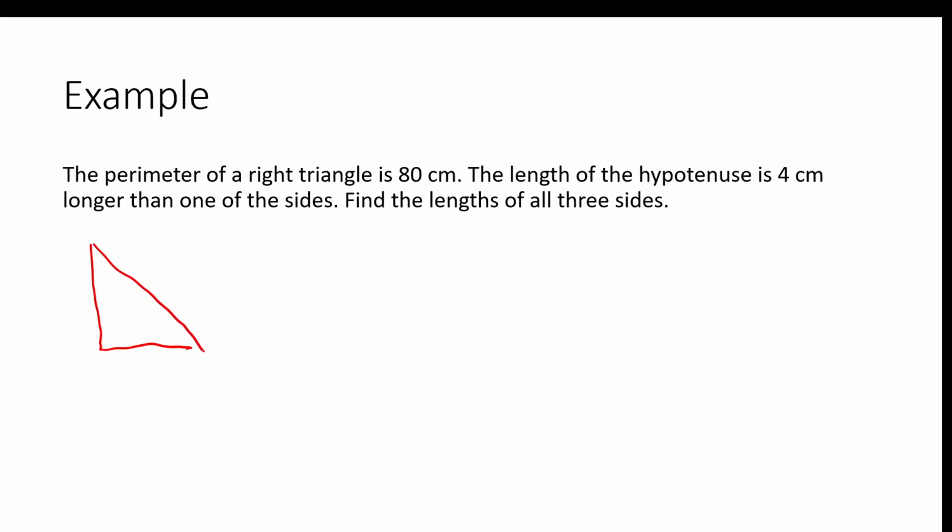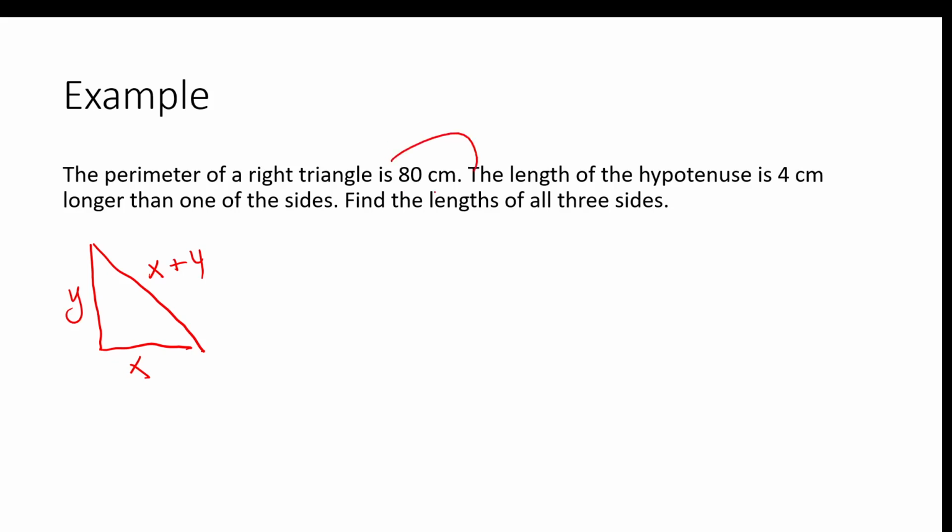We're going to draw ourselves a triangle, and we're going to say one of the sides is x, and the length of the hypotenuse is 4 centimeters longer, so this is x plus 4. And we're going to say that the last side is unknown. Just for a moment, let's imagine it to be y. Now, on first glance, you might say, okay, we've got two different variables. How can we solve this?